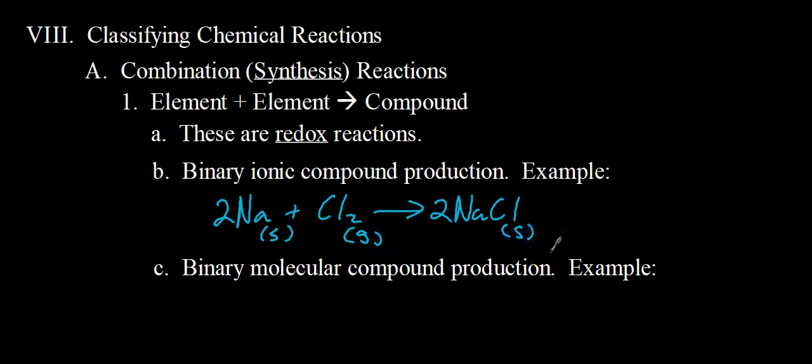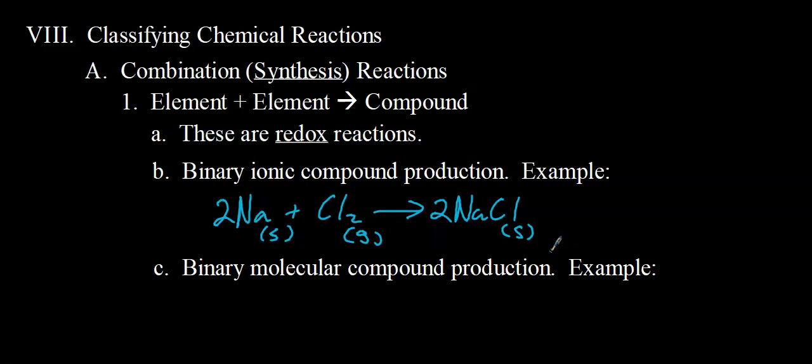So sodium is a metal. All metals are solids at room temperature except for mercury. Chlorine is a gas. Most of the diatomic molecules are gases. The exceptions are bromine, which is a liquid, and iodine is a solid. Sodium chloride is an ionic compound. All ionic compounds are solids at room temperature.